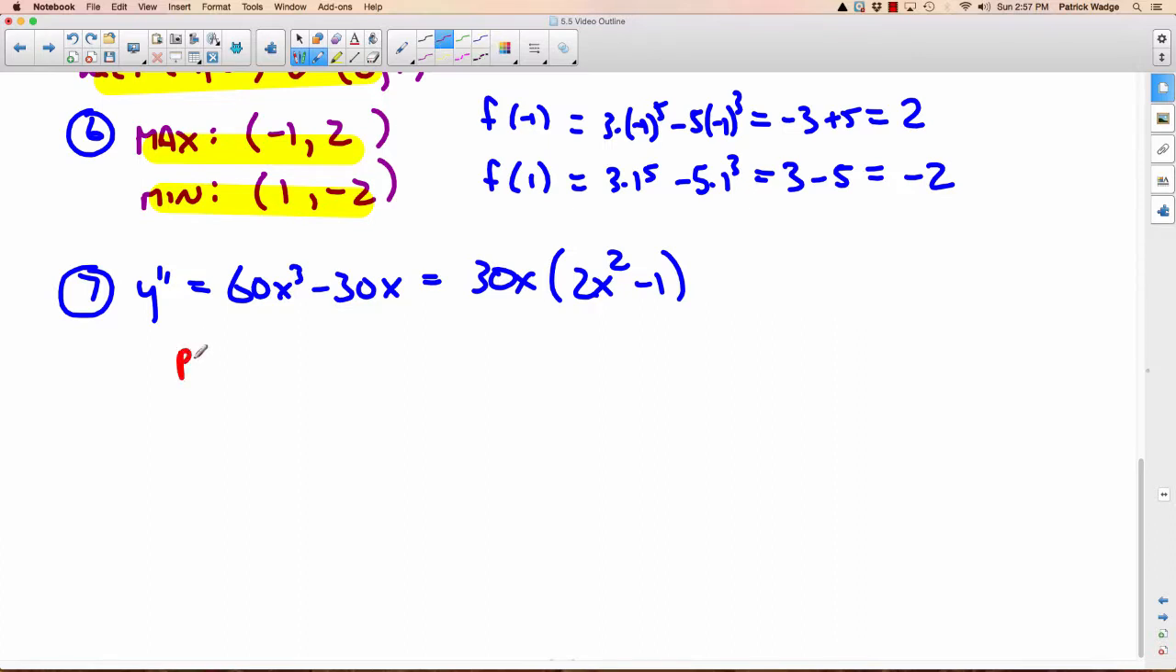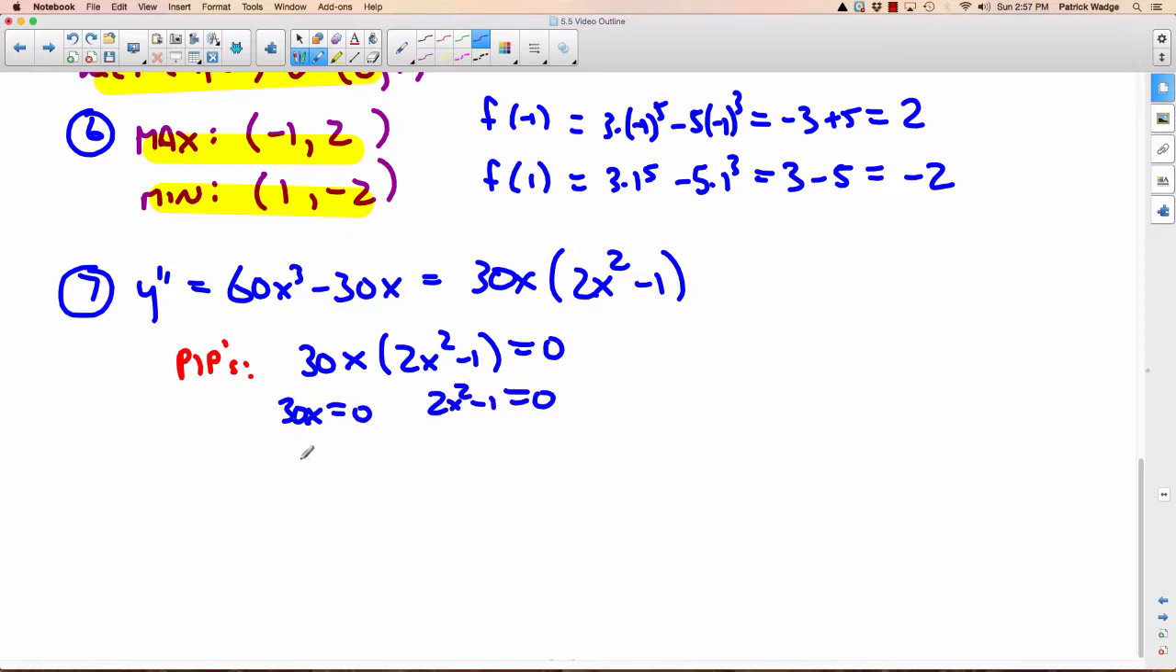So let's find our pips, our potential inflection points. When do we have those? When this does not exist, but it always exists, or when this is equal to 0. So 30x times 2x squared minus 1 equals 0. That means either 30x equals 0 or 2x squared minus 1 equals 0. When's this equal 0? When x is 0. To solve this, move the 1 over, divide by 2, and then take the square root, and again you have to put plus minus. So plus minus the square root of 1/2. You can actually simplify that a little bit because you can take the square root of 1. Square root of 1 is 1, and then you still have the square root of 2 on the bottom.